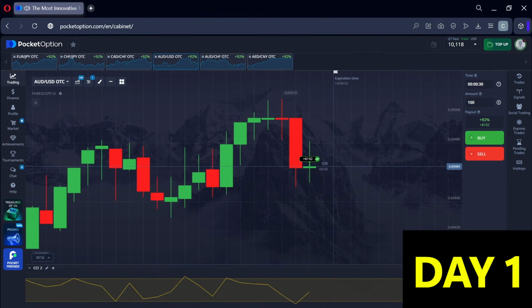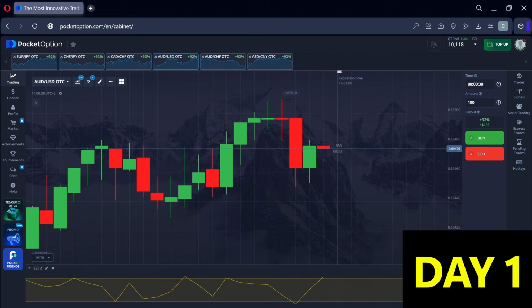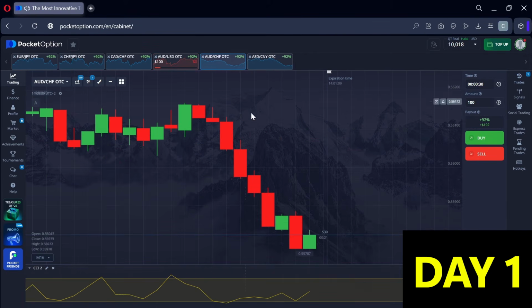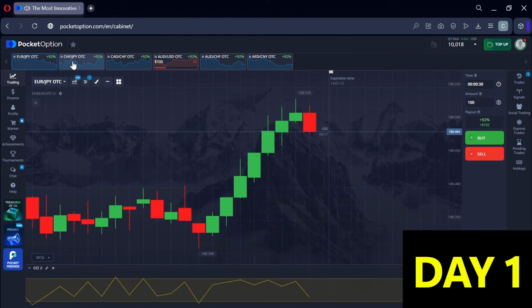Looks like this was a really good trade, so we can obviously add that as a win. Perfect. Now we are going to look for another trade, and it looks like we can take a sell on this. So there we go. You can take a sell there. Looks like there's no more trades here.